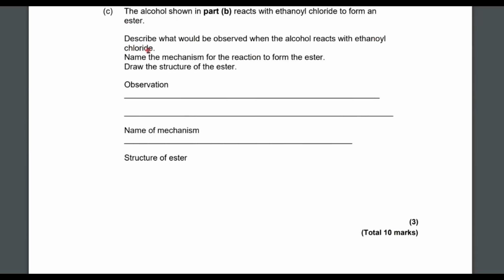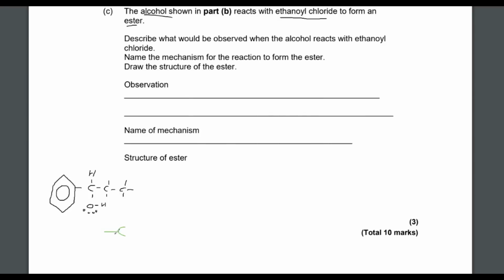Did I say part B? I think I meant part C. So the alcohol shown in part B, the alcohol we just made, reacts with ethanoyl chloride, that's an acyl chloride, to form an ester. Remember, acyl chlorides react just like carboxylic acids, and end up forming esters. So very similar. The only difference between a carboxylic acid and an acyl chloride is a carboxylic acid has an OH on the functional group and an acyl chloride has a chloride.